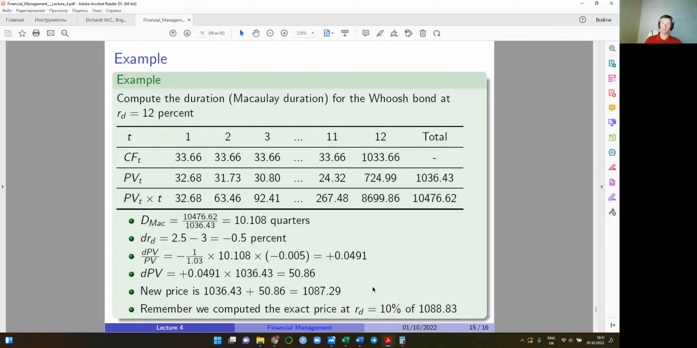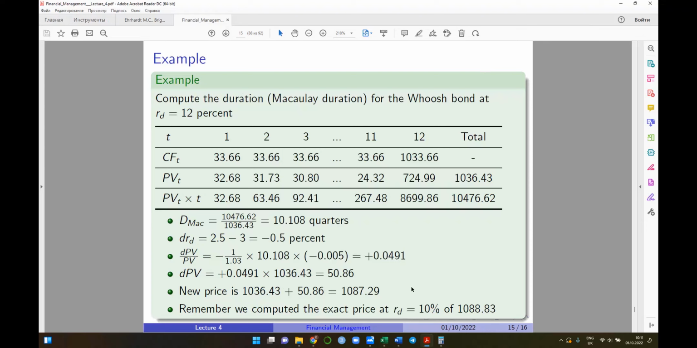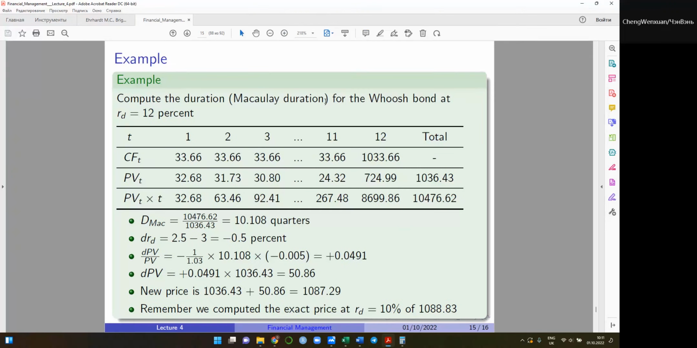Any questions regarding duration, computation of the duration, and its applications? We have no question.